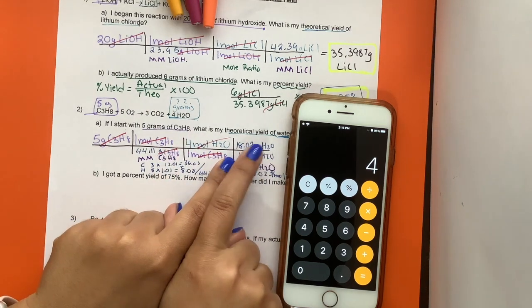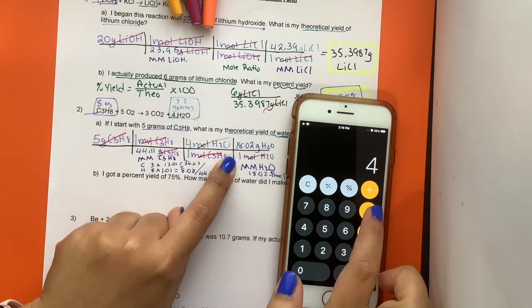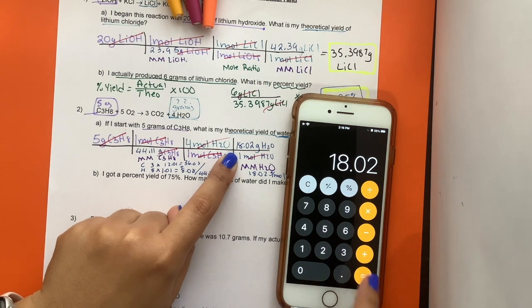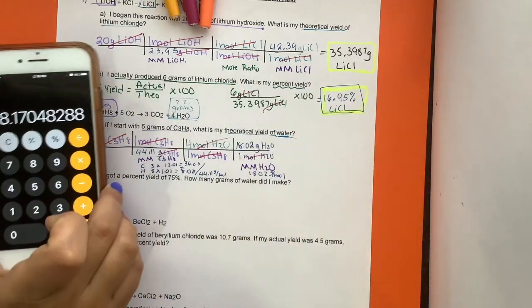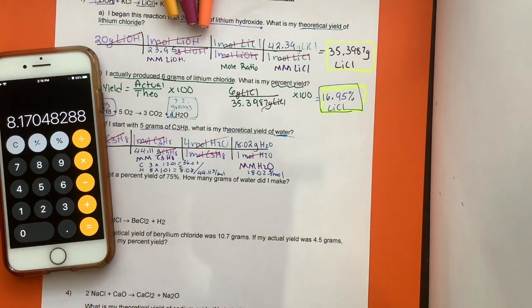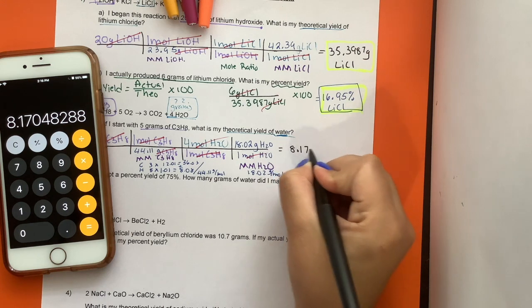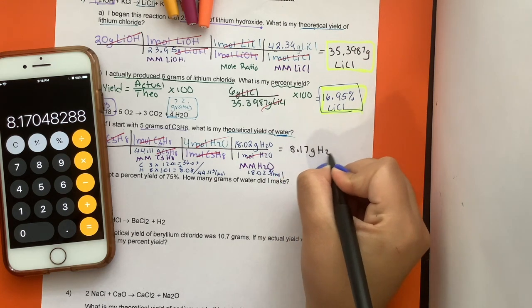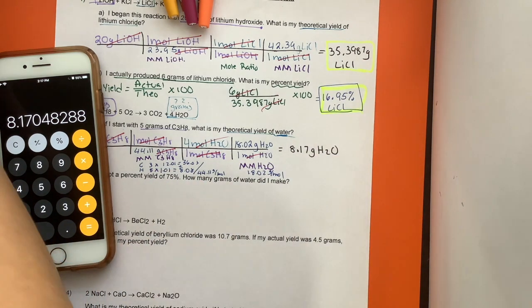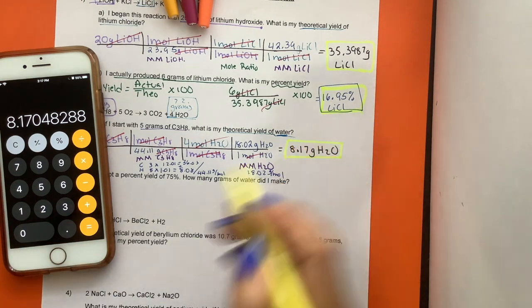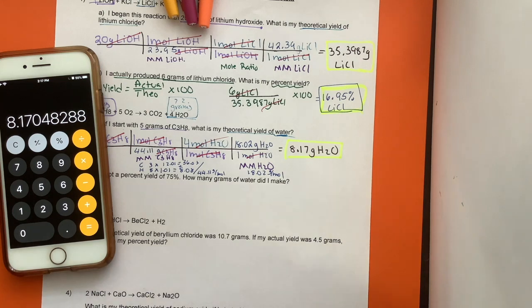And then the next step, we have a number in the top. That means that we're going to be multiplying by that number, which is 18.02. And that gives us 8.17 grams of water. And that is our theoretical yield. So our theoretical yield of water is that we should be making 8.17 grams of water.